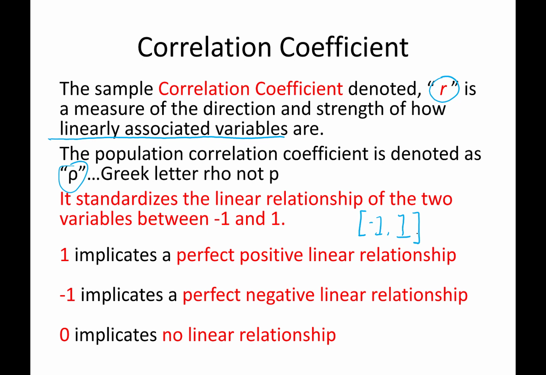There are three extremes for the correlation coefficient. One represents a perfect positive linear relationship. -1 represents a perfect negative linear relationship. And 0 represents no linear relationship. So these are kind of our three extreme scenarios, and then we can have correlation coefficients between those values. Let's go look at some.